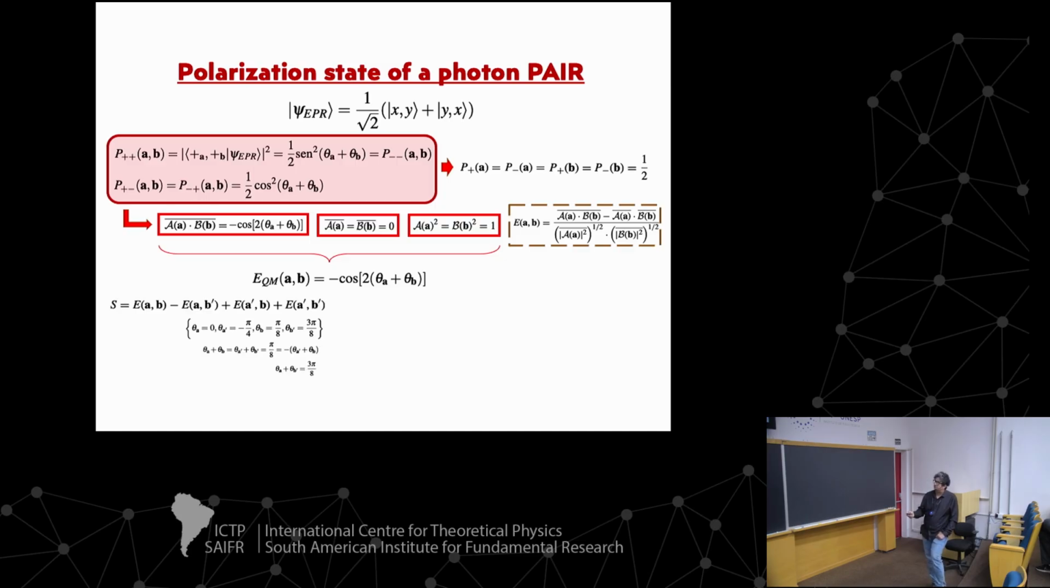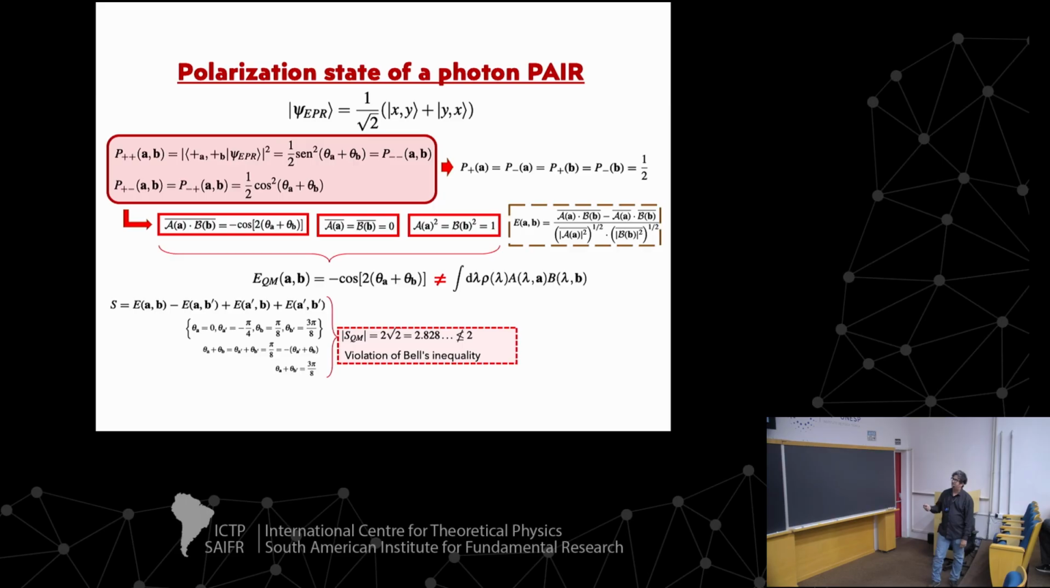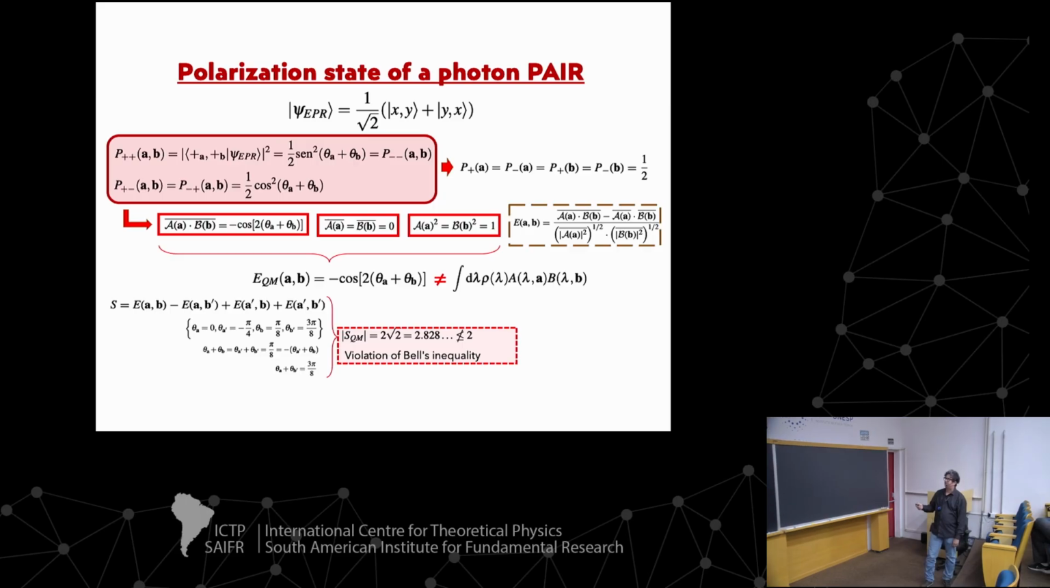And from here, you can actually choose some angles that will result in this S being larger than 2, okay? So this violates that very reasonable condition that we got in the previous slides. And the trick is, this is the violation of the Bell inequality that comes from quantum mechanics. And the trick is that this cannot be described by this.